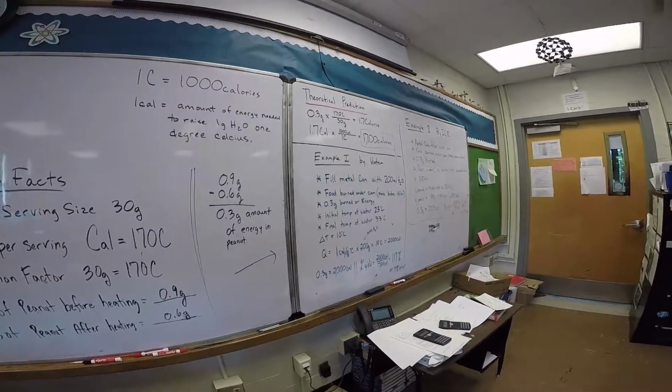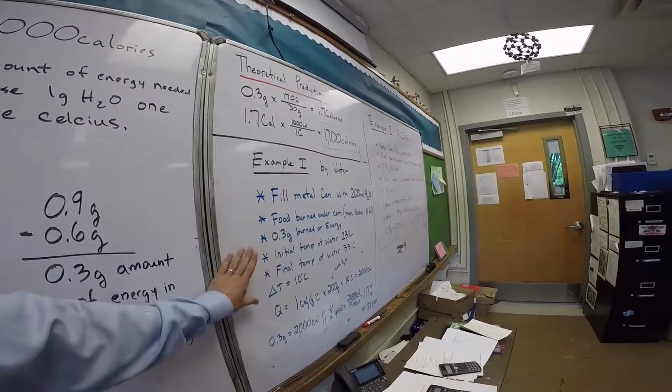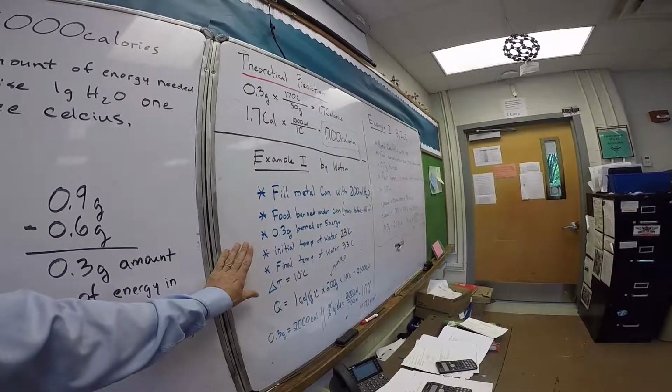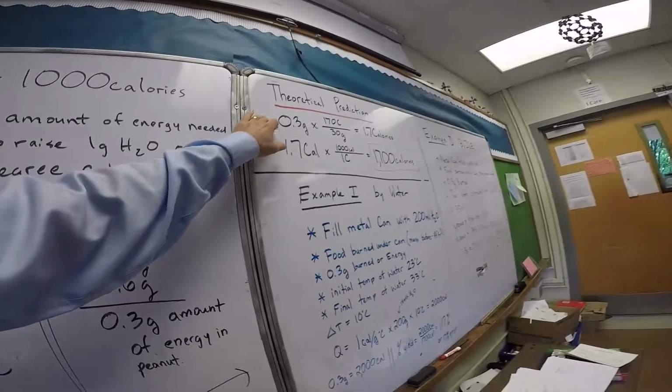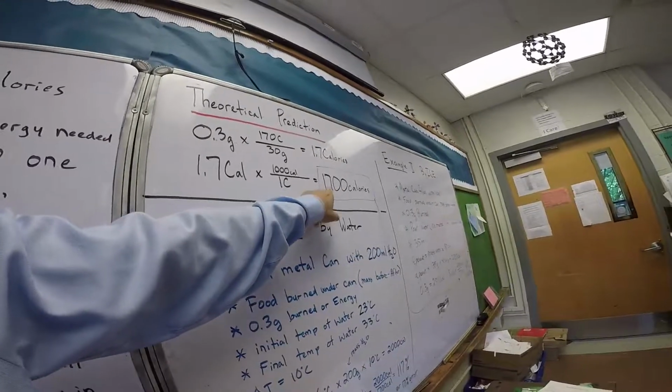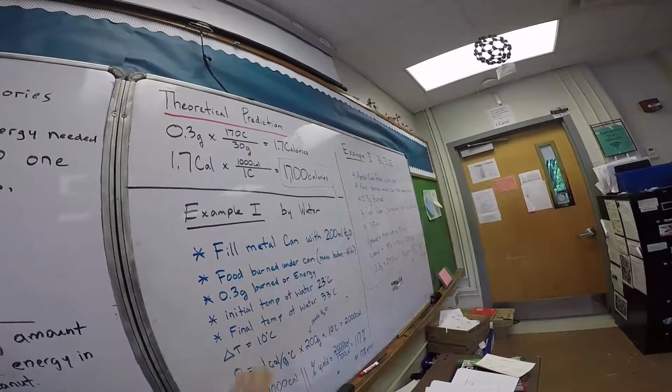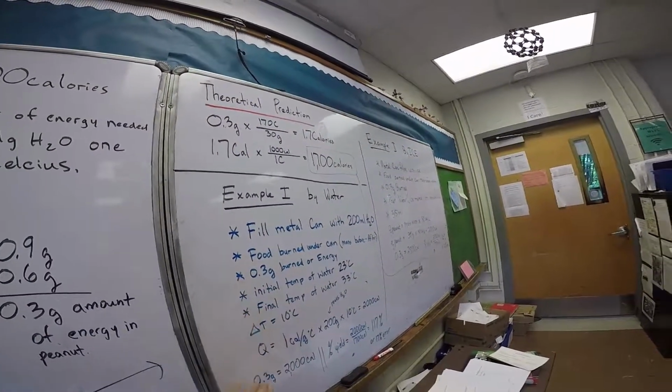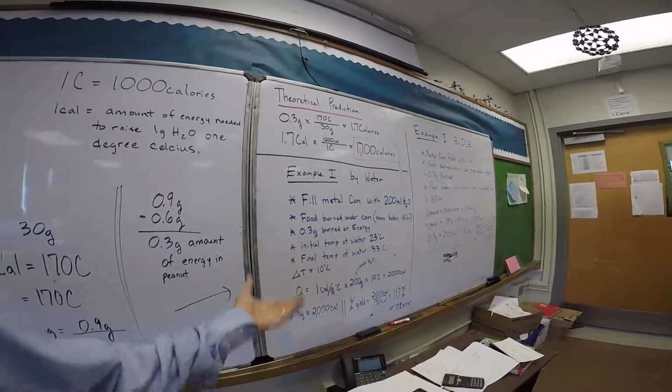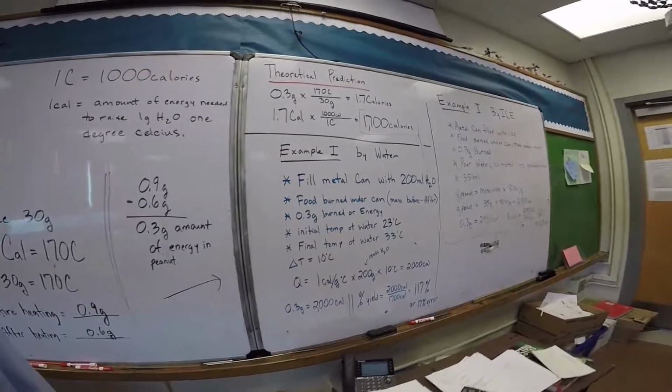So this is where your error can come in. Did the water heat it correctly? We're saying up here that you should theoretically get this number, but you might not. When you measure the temperature change, you might have a problem there.